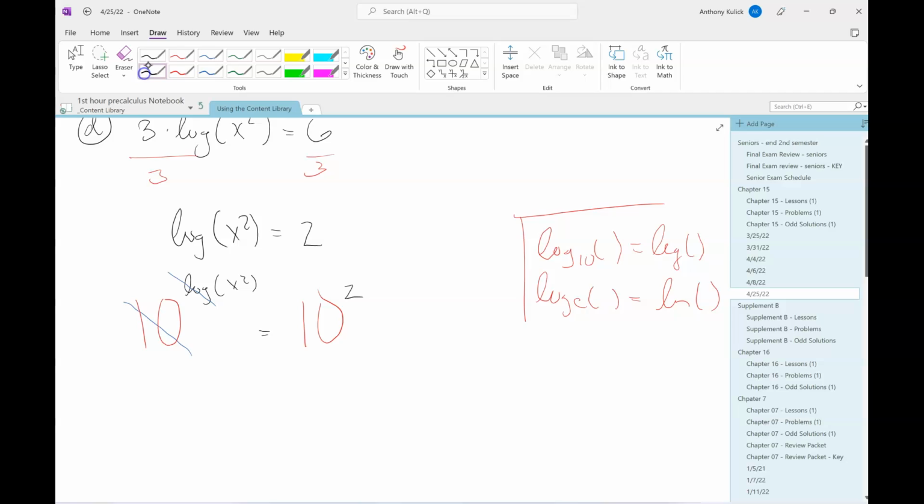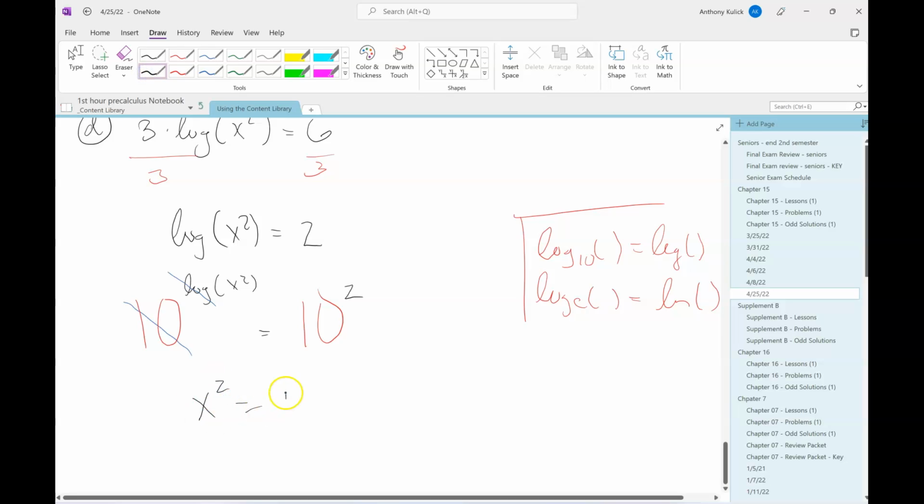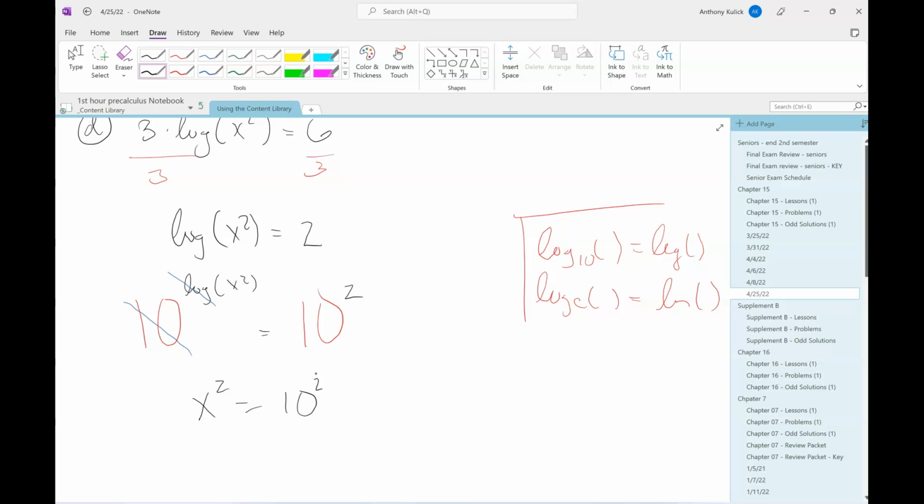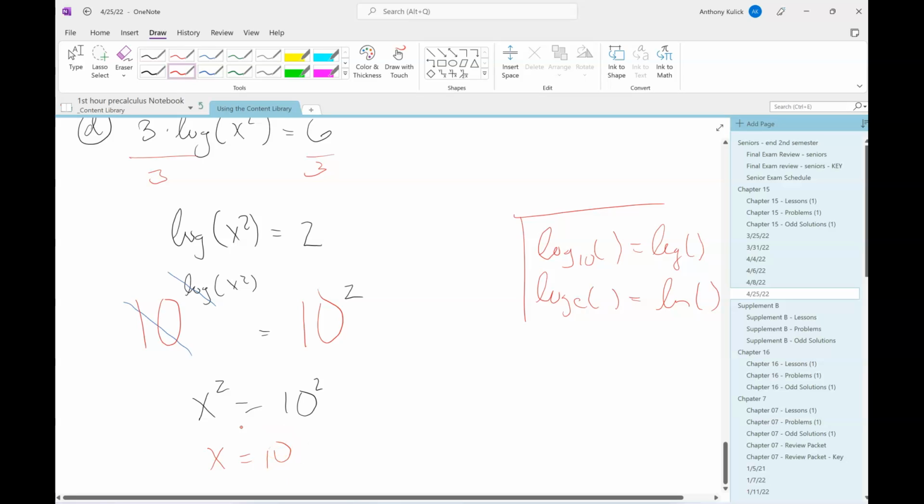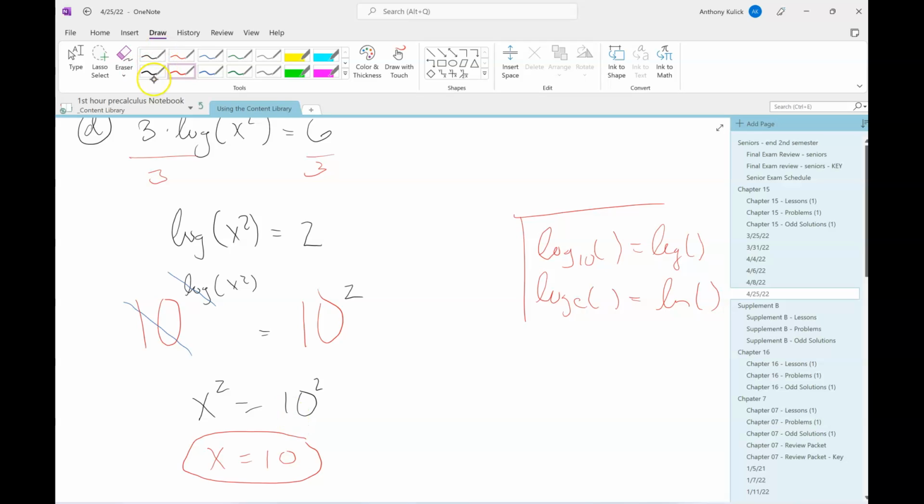So those cancel each other out. So what can I say there? Oh, the squares cancel out too. Yeah, x is just 10, right? I mean, if you want to think about it as square rooting both sides, that's fine. Or you could just look at it and be like, oh yeah, x squared equals 10 squared. Well, x has to be 10.